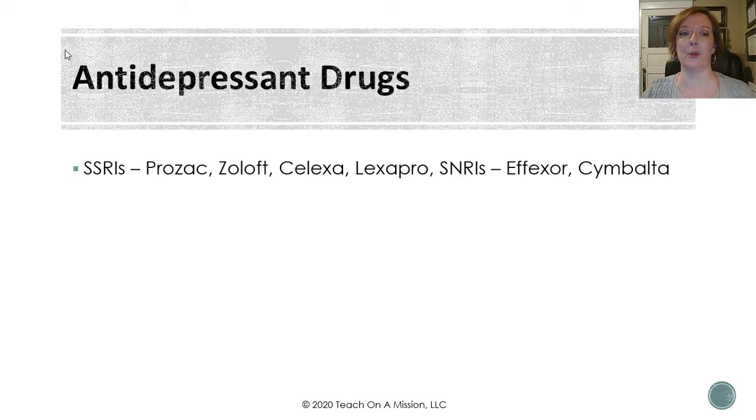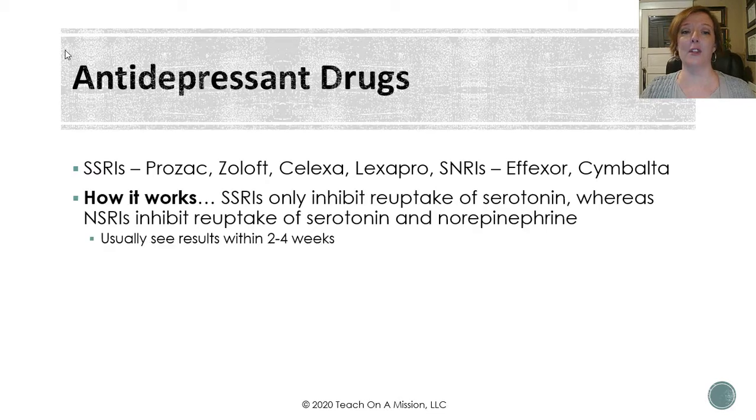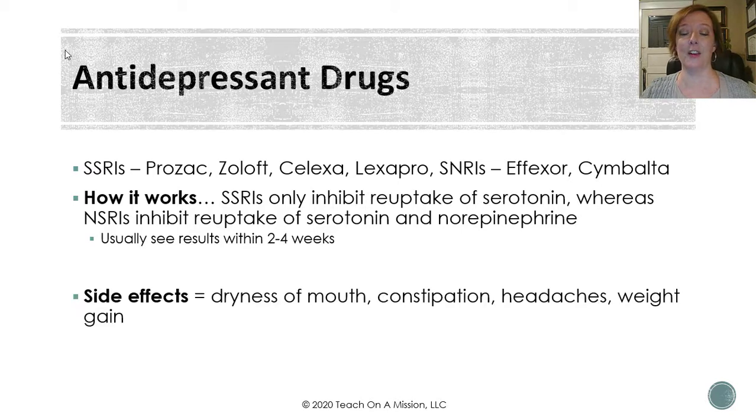Antidepressant drugs include selective serotonin reuptake inhibitors like Prozac, Zoloft, Celexa, Lexapro, and selective norepinephrine reuptake inhibitors like Effexor and Cymbalta. SSRIs only inhibit reuptake of serotonin, whereas SNRIs inhibit reuptake of serotonin and norepinephrine. And usually you see results within 2 to 4 weeks. Side effects can include dryness of mouth, constipation, headaches, and weight gain. Again, a psychiatrist will be monitoring their patient to make sure that everything is okay.